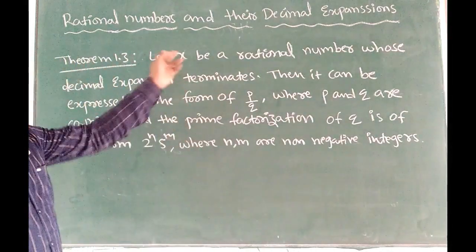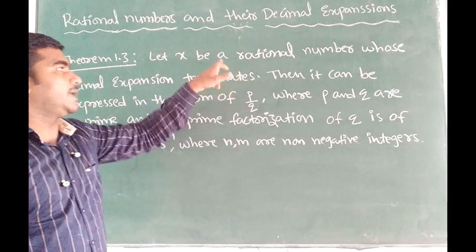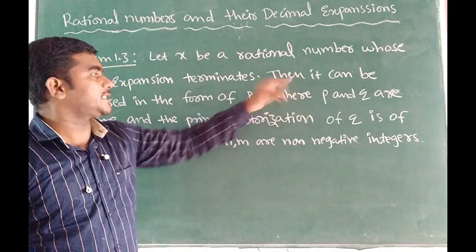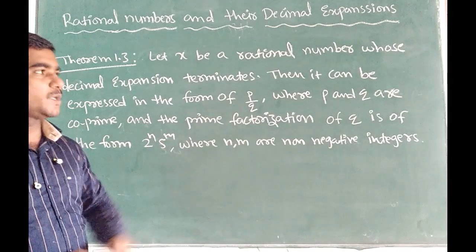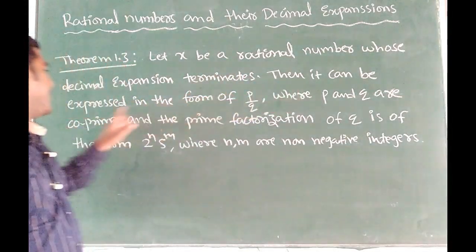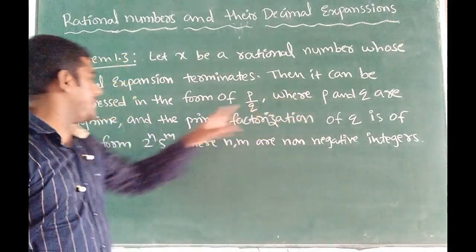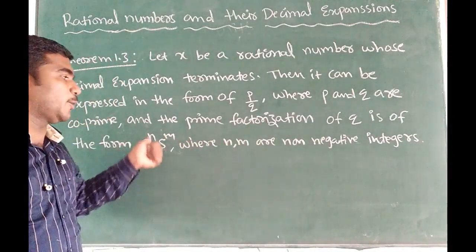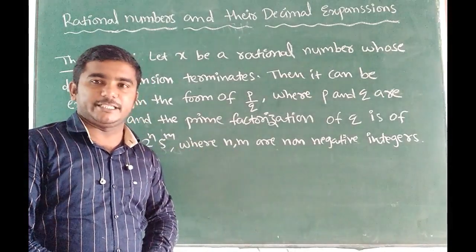What do you understand here? Let x be a rational number whose decimal expansion terminates. Then compulsorily it should be in the form of p by q, where p and q are co-primes, and the prime factorization of q is in the form of 2 power n into 5 power m, where n and m are non-negative integers.